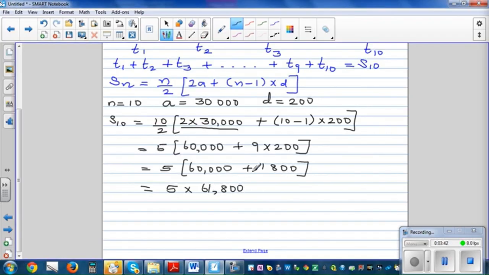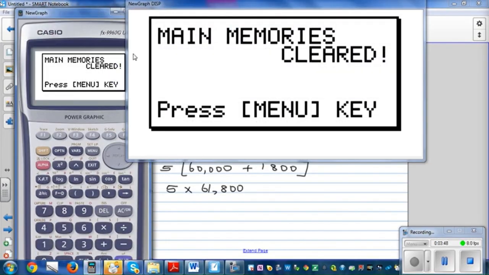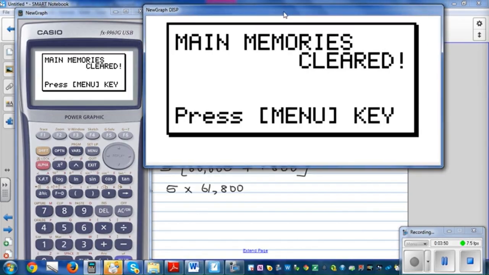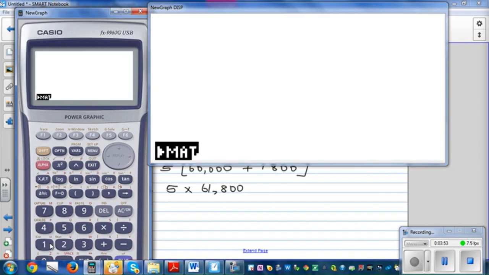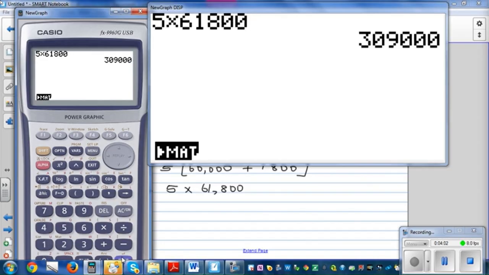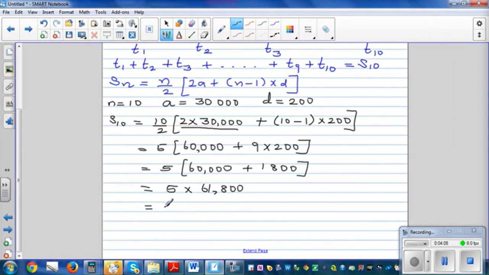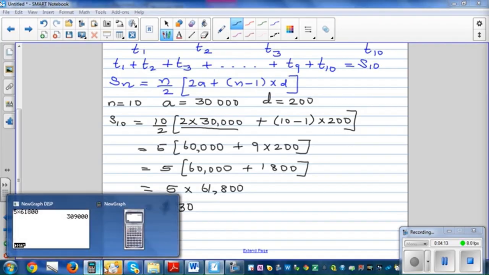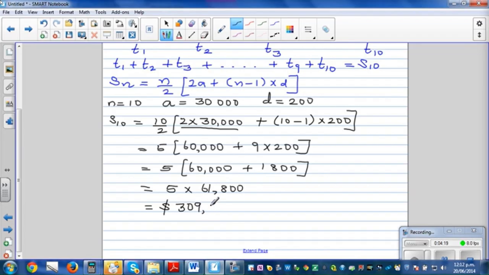60,000 plus 1,000 is 61,000, and then 800. So let me get my calculator. So this is 5 times 61,800, equal is 309,000. Okay, so the answer is, for the total sum, the total salary he has got is, what's the number? I forgot the number. 309,000. 309,000. Okay, so that's the answer.